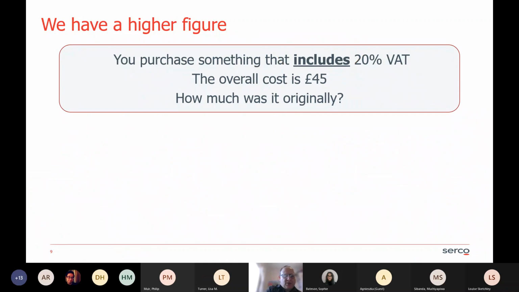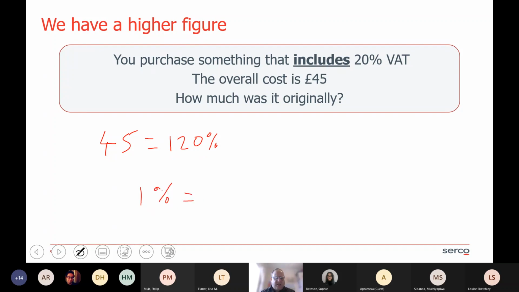Let's erase that. So we know that £45, I'll take the pound sign out for now, equals 120%. The easiest way to work this out is to work out what 1% is worth. So if we know 45 is 120%, can anybody tell me in the chat window how they would work out what 1% would be? We know £45 is 120%, so how could we work out the price of 1%?